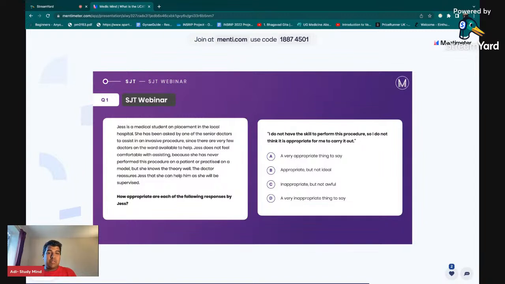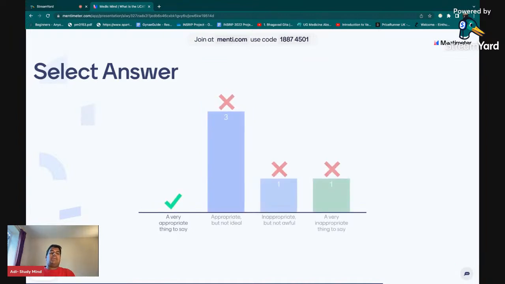In this case, if she does a procedure that might harm the patient because she doesn't have knowledge about it, even if she's supervised, it might cause harm to the patient. So she has all the rights to withdraw. So that's why it's a very appropriate thing to say. Hope you guys understood the reasoning behind why it's a very appropriate thing to say.